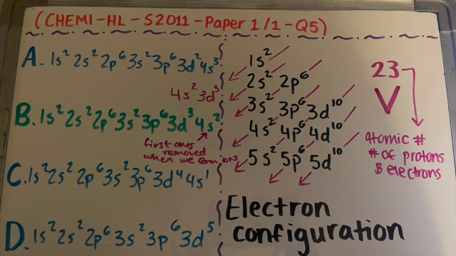Number D is also incorrect because it's incomplete, and they don't even have the 4s. Therefore, number B is correct because it has 23 and the 3D is before the 4S, and the 3D has 3 and the 4S holds 2.